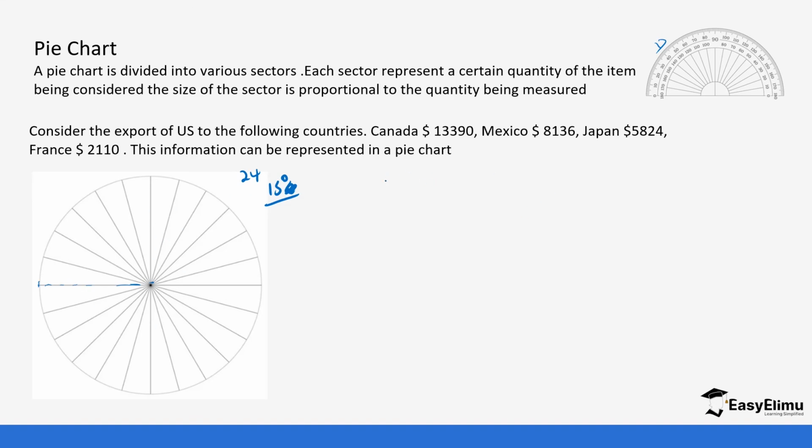So we're going to get the total exports. That is going to be $13,390 plus $8,136 plus $5,824 plus $2,110, and you're going to get a total of $29,460.